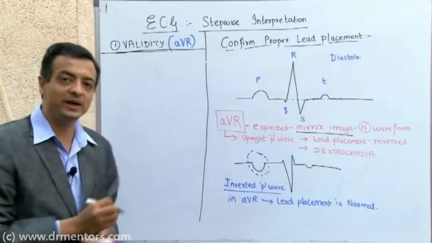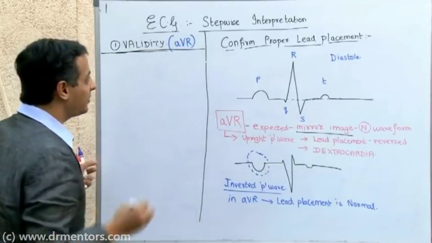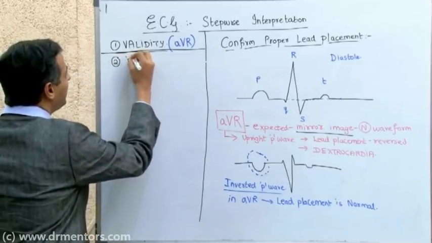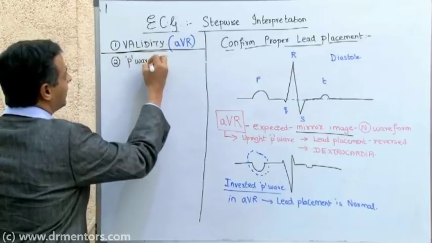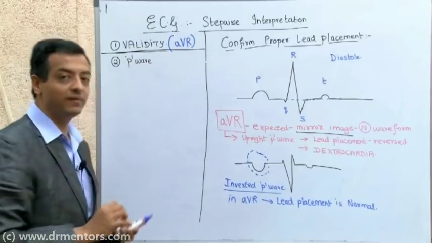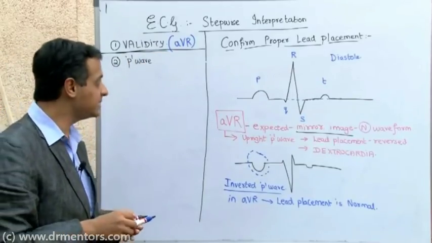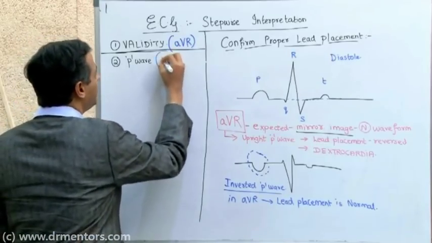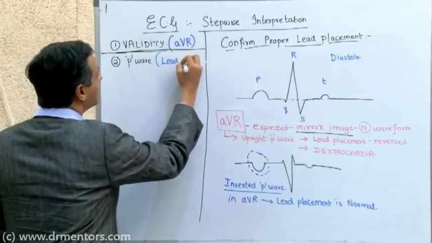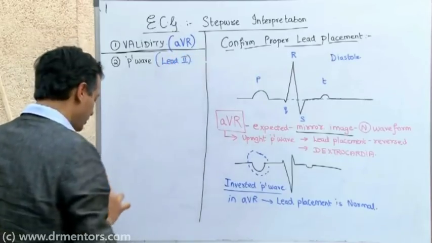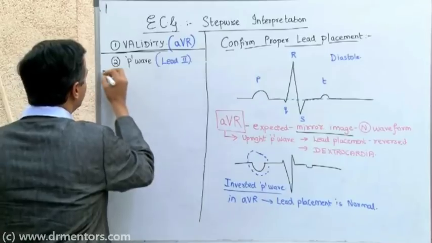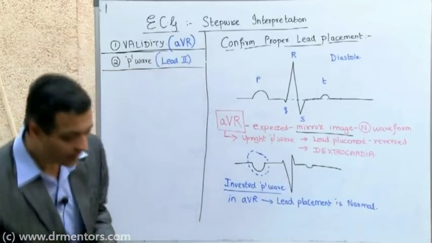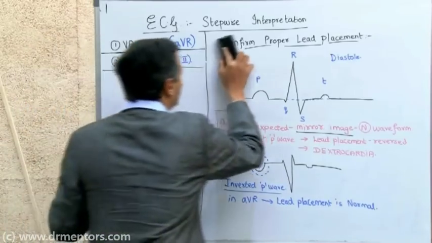One step completed. After confirming validity of the ECG, you want to look at the P wave. The second step of the ECG is to look at the P wave. What is the best lead? It is lead 2. The best place to look for the P wave is lead 2. What do you get in the normal P wave?